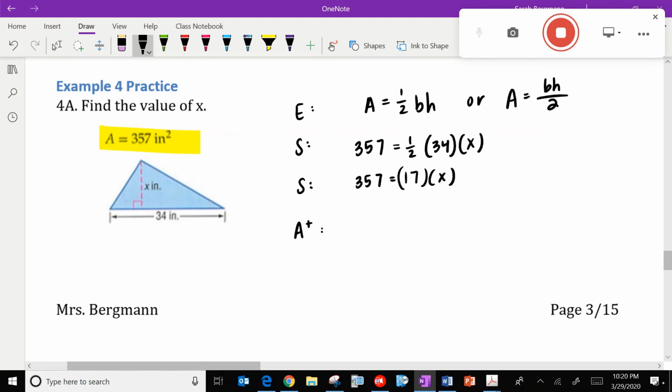times x. Now to solve this for x, I need to divide by 17 on both sides. So what that gives me is 357 divided by 17. So that gives me x is equal to 21. Now my answer plus units, x equals 21 inches.